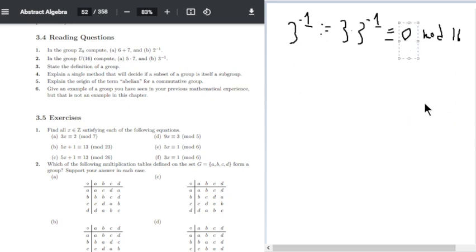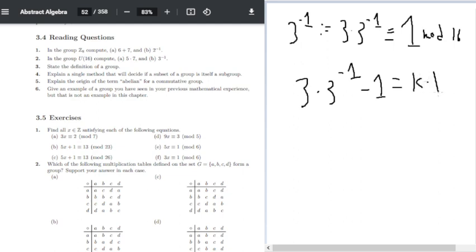Because we're working in U16, we want the product to be equal to 1. So we want to find the number such that 3 times 3 to the negative 1 minus 1 is equal to k times 16. So we have, in this case, what would be a nice way to do this?